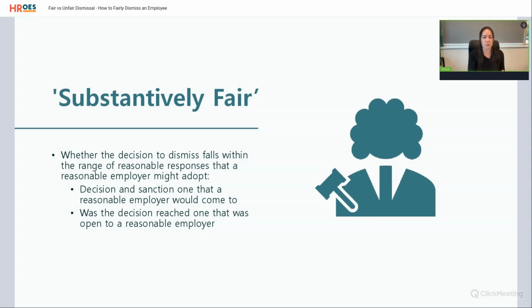So was the decision that was reached one that was open to a reasonable employer? Now, you'll hear that word a lot. So if you've never spoken to an employment solicitor before, or you've never liaised with one either for your business or your HR consultancy, we talk about that word reasonable a lot. And that's one of the really, really key points that essentially the entirety of employment law, when it comes to dealing with employees, is that we have to be reasonable in the way that we are behaving.